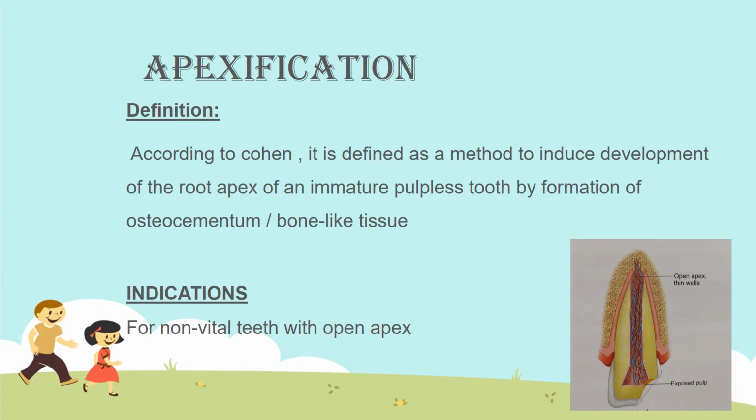Coming to apexification, it is a method of inducing apical closure by formation of a mineralized tissue in the apical region of a non-vital permanent tooth with an incompletely formed root apex. According to Cohen, it is defined as a method to induce development of the root apex of an immature pulpless tooth by the formation of osteocementum or bone-like tissue. It is indicated for non-vital teeth with open apex.